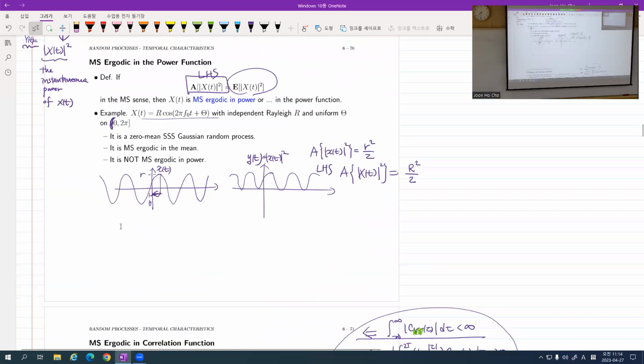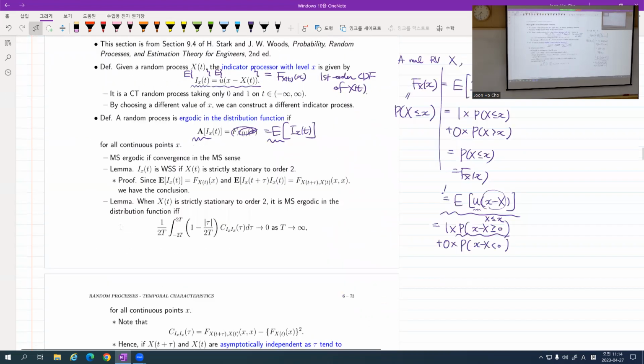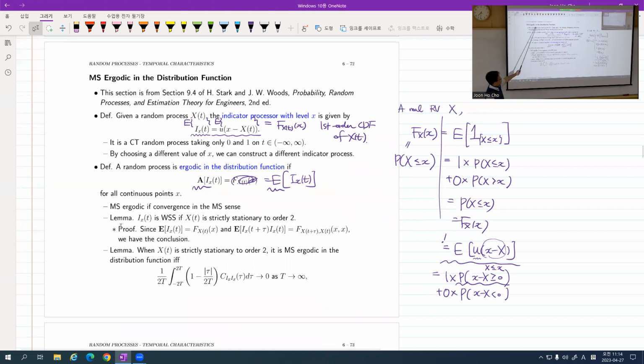And also, I have another one to clarify, which is mean square ergodic in the distribution function. And this ergodicity of something is always related to the time average of something and the statistical average of something. So here, the something is the distribution function of the random process. And specifically here, this distribution function is the first order CDF of the random process. So where is the first order CDF? Here is the first order CDF. I've deleted it because it was confusing.